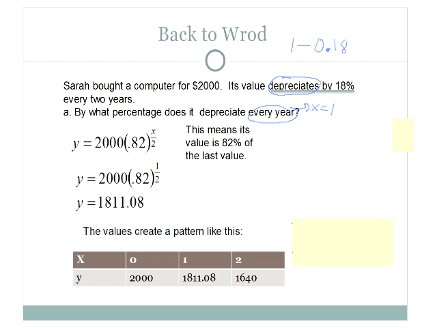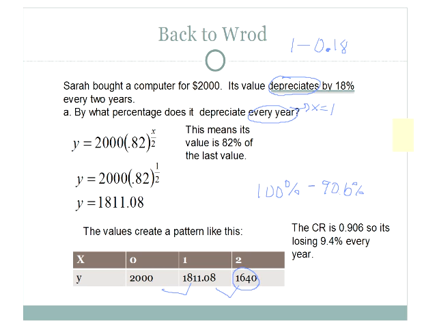So what this means is the table looks like this. We started with $2,000, we went down to 1811.08, and then I took 18% of the 2,000 and subtracted it from 2,000, and that gives me 1640. And so now I can find the common ratio here. The common ratio ends up being 0.906. Well, that's what we're remaining, so we have 100%, and what's left over at the end of 1 year is 90.6%, which means we're losing 9.4%. So even though it's 18% every 2 years, it's 9.4% every year.